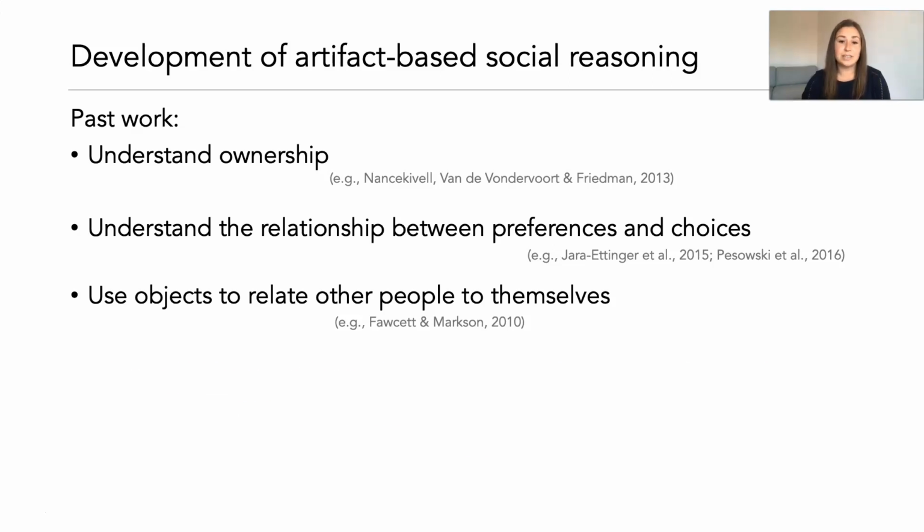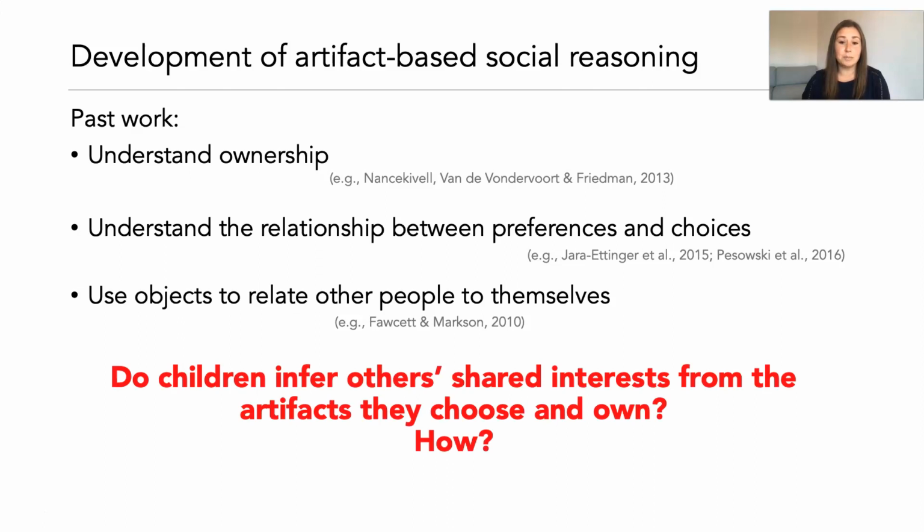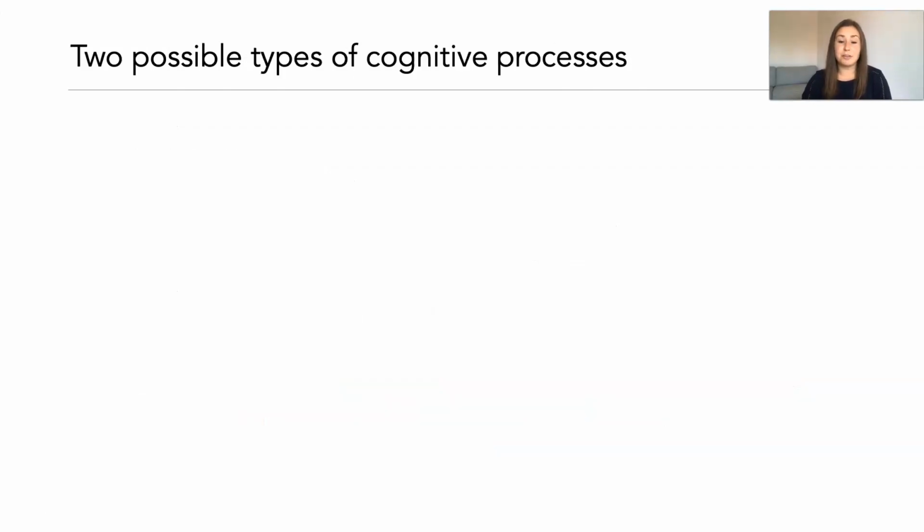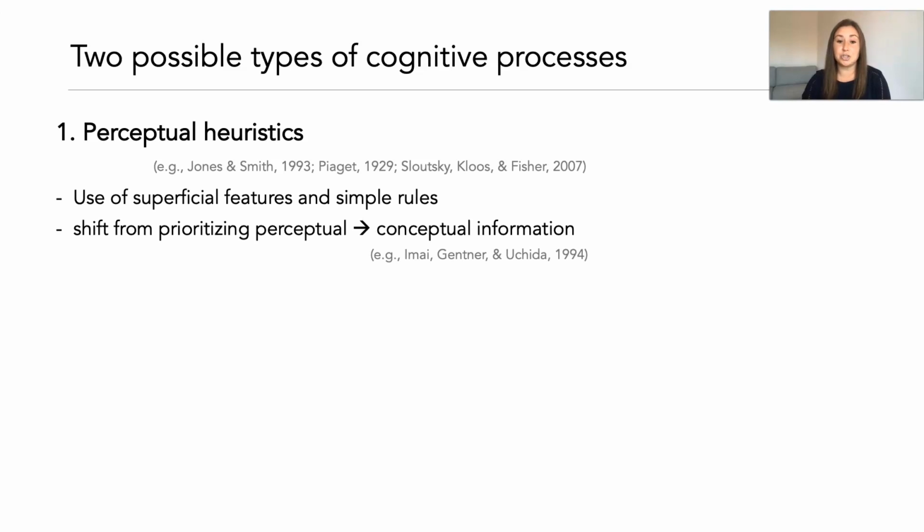But this previous work did not examine whether children use objects to reason about relationships between other people by inferring others' shared interests from the artifacts they choose and own. And more specifically, it remains unknown how children make these social inferences from physical objects. There are two types of cognitive processes that children might use to draw conclusions about people's shared interests from their artifacts. One possibility is that children may use perceptual similarity as a heuristic.